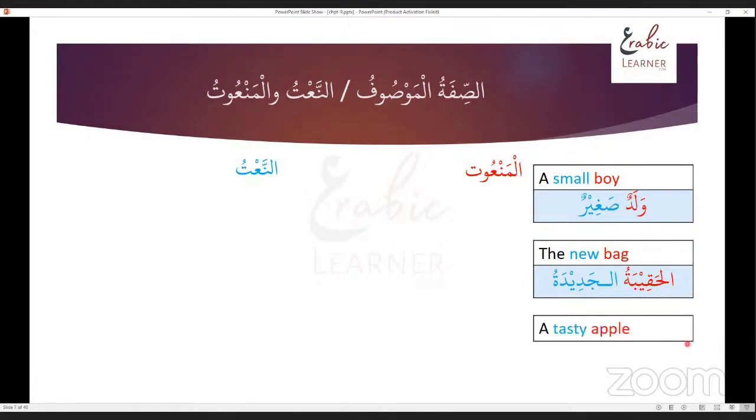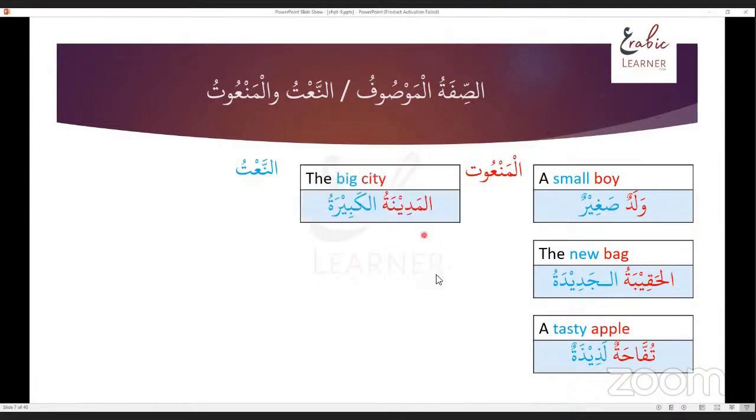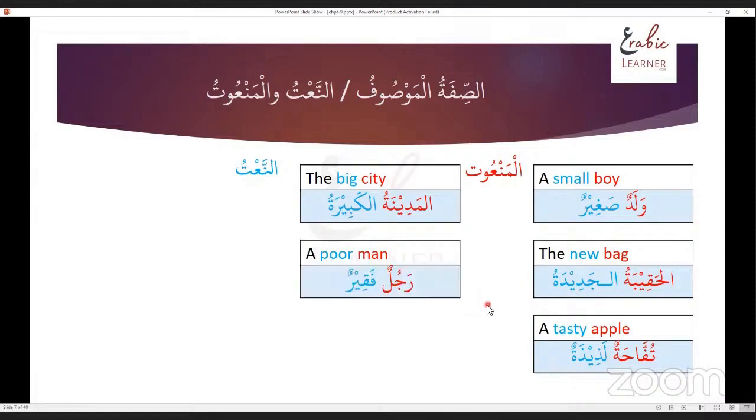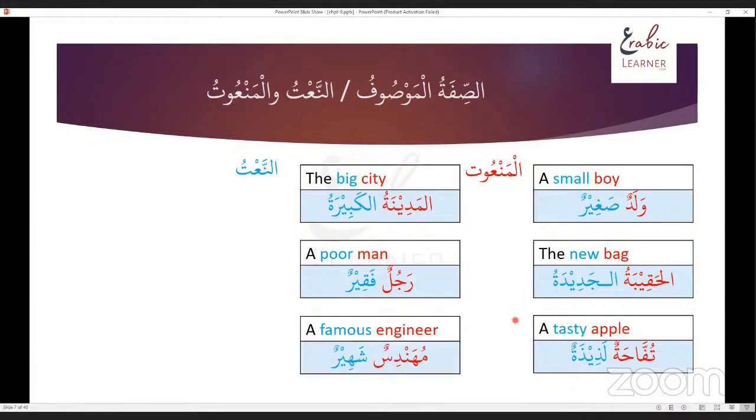A tasty apple. Tuffahatun ladhidatun. The big city. Al-Madinatul Kabiratu. A poor man. Rajulun faqirun. A famous engineer, a popular engineer.